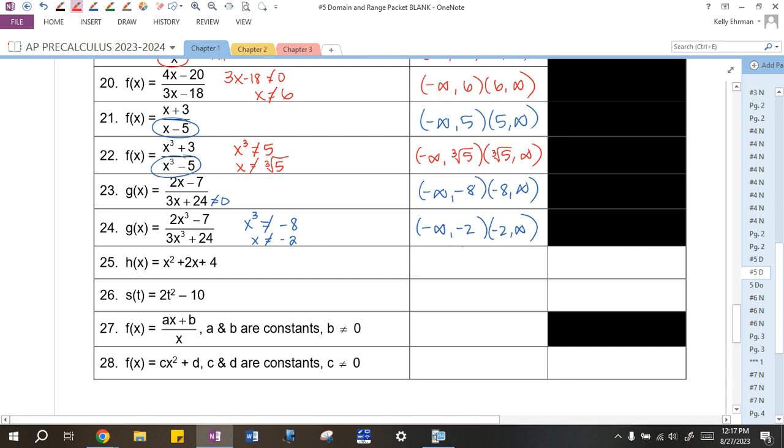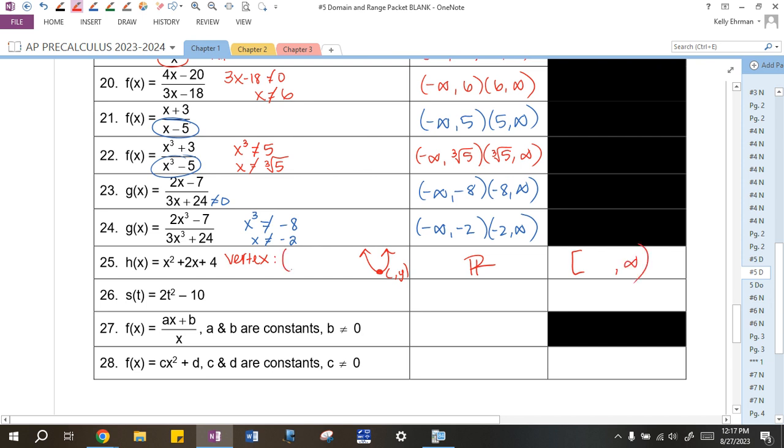Back to quadratic. No issues with domain. What about the range? Well, the range needs the vertex. I'm not going to do an x and y axis. This is a parabola that opens up. We want to know what is the y coordinate of the vertex. It's going to be something to infinity.